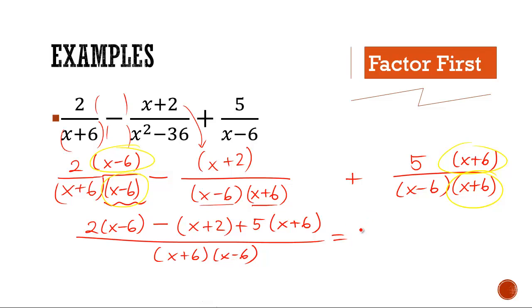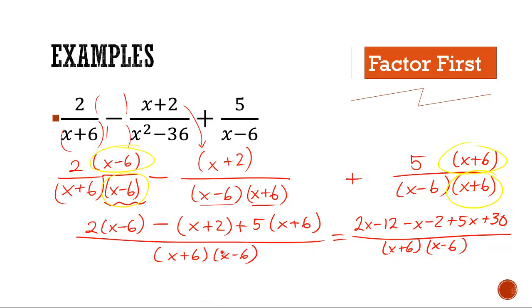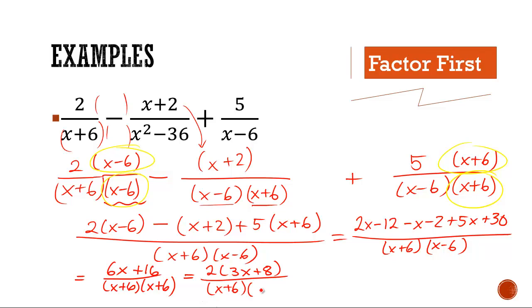So now we just deal with the top. So we've got 2x minus 12 minus x minus 2 plus 5x plus 30. Simplify the numerator, and you'll have 2x minus 1x is 1x, plus 5x is 6x, and then you have negative 12 minus 2 is negative 14, and then you have plus 30, and that gives you 16. Same denominator. And the last step is to simplify if possible. So let's just remove this common factor of 2 here, and we're left with 3x plus 8 over x plus 6, x minus 6. And that's all we can do. Nothing cancels out there.